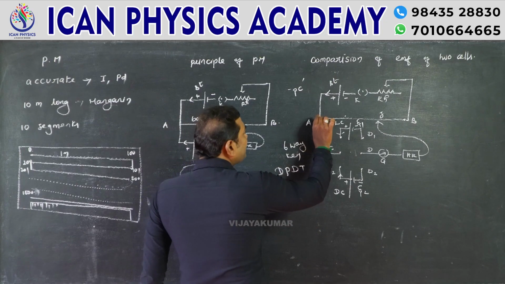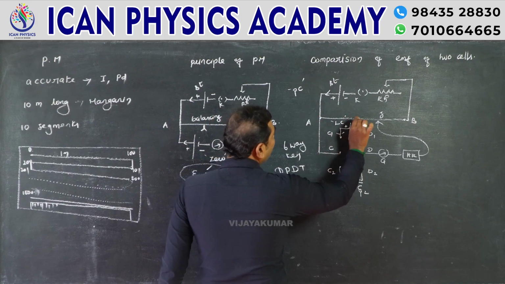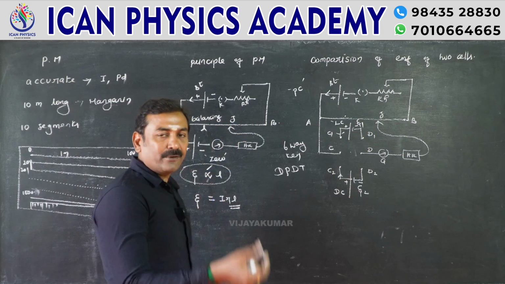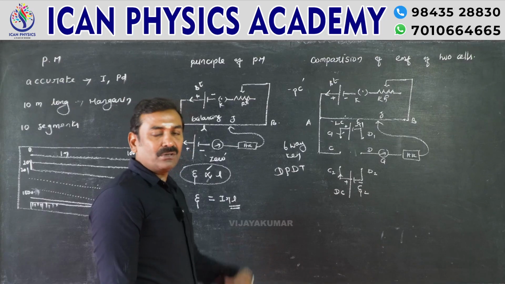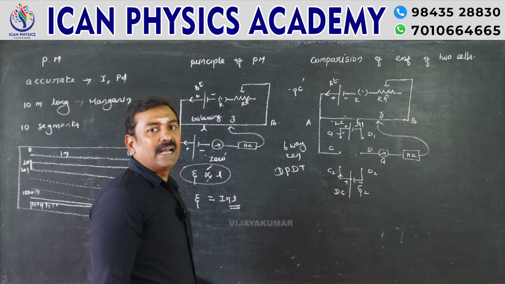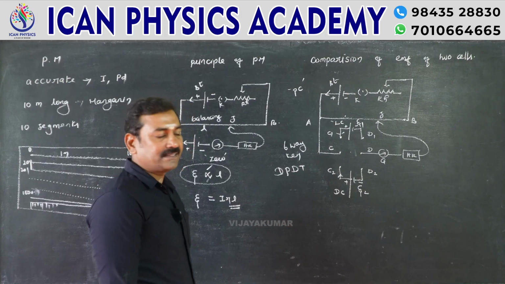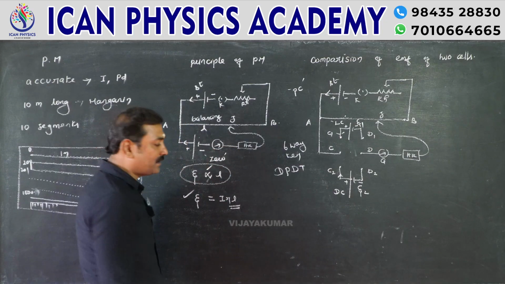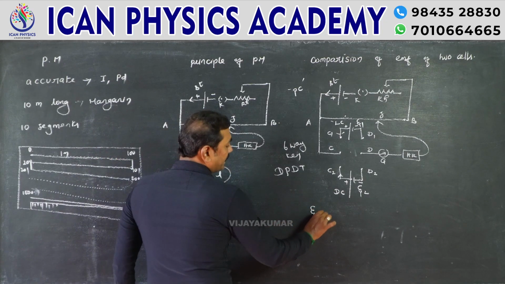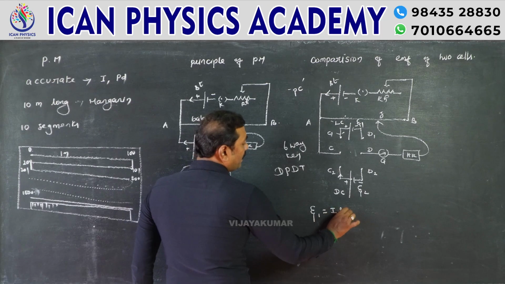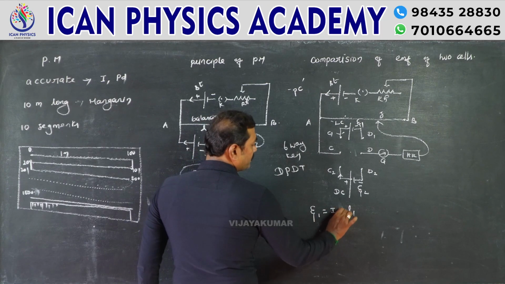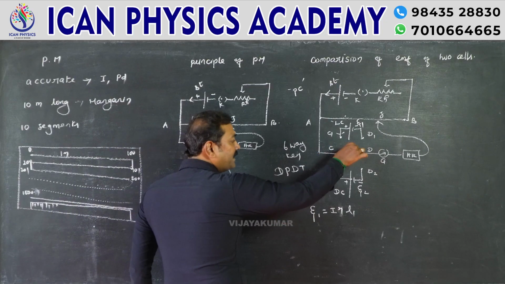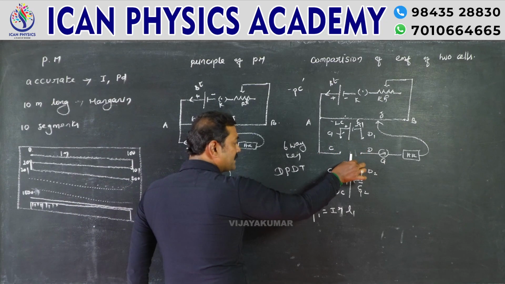When the jockey is moving along the 10 meter long manganese wire, at one particular point, it shows the zero deflection. That length is called the balancing length of the first cell. Now applying the formula, psi 1 equal to IRL1, IRL1.